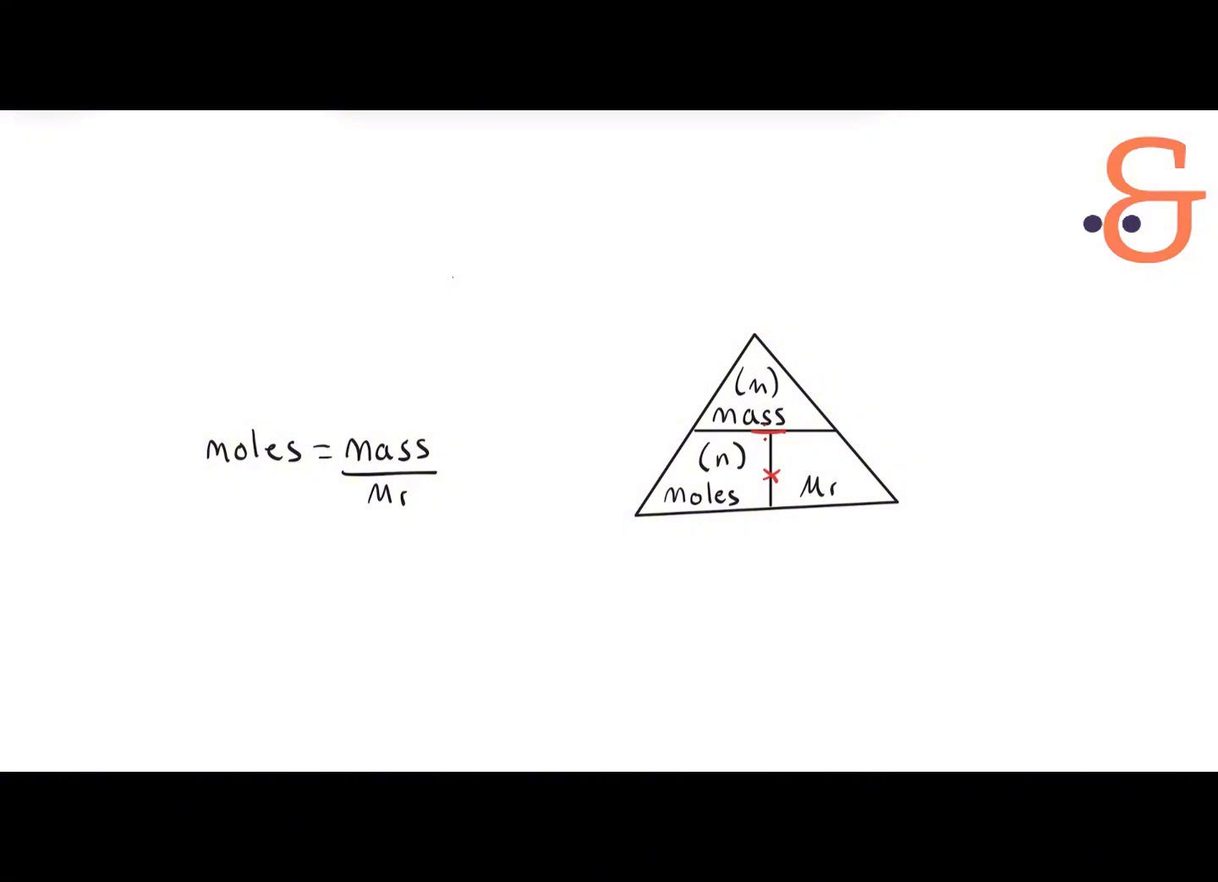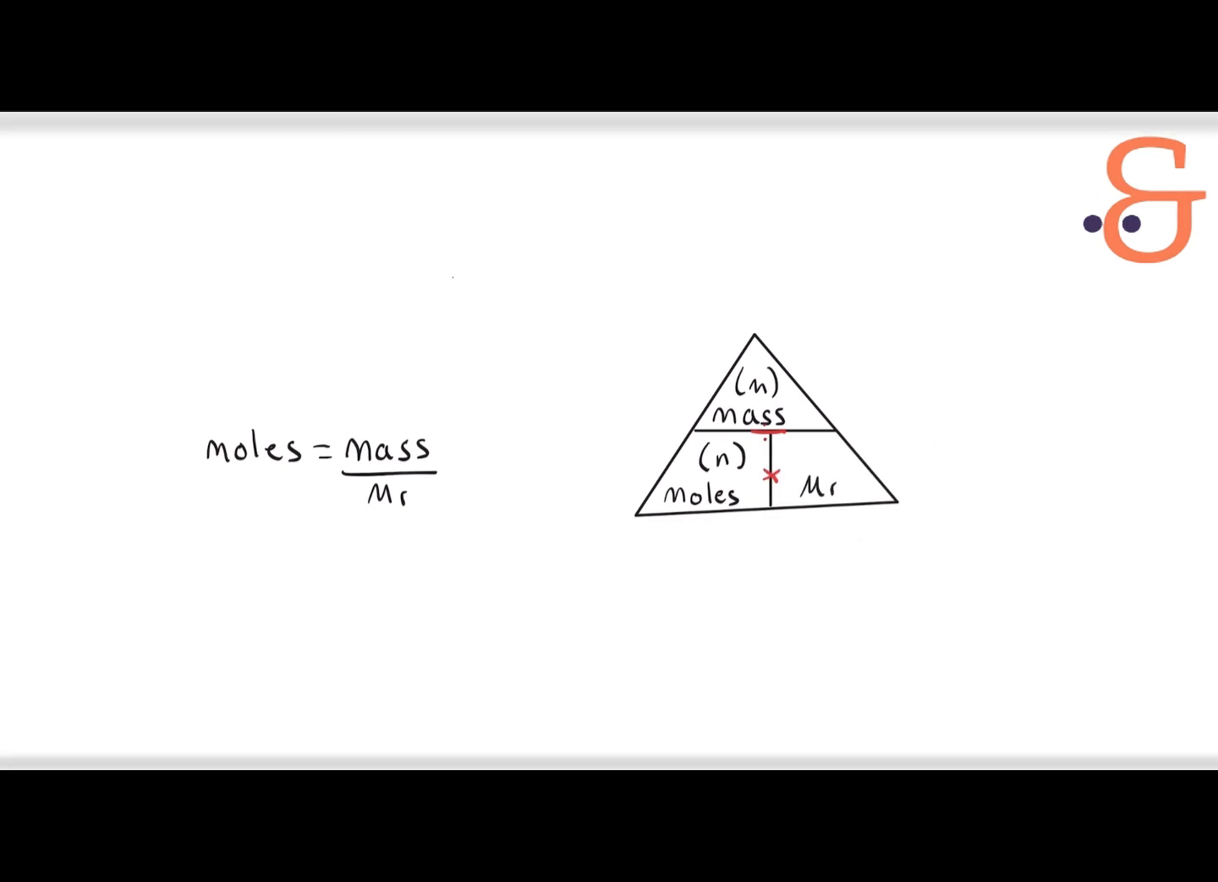So how to use the triangle? Well, that's very simple. All you need to do is cover the one that you want to find, and the formula will appear. So let's say we want to find mass. We'll cover mass, and then our equation is moles times Mr. Let's say we want to find Mr. We'll cover Mr, and then our formula will be mass divided by moles. Simple, right? If not, that's okay. We'll try a few examples and see how this works in practice.